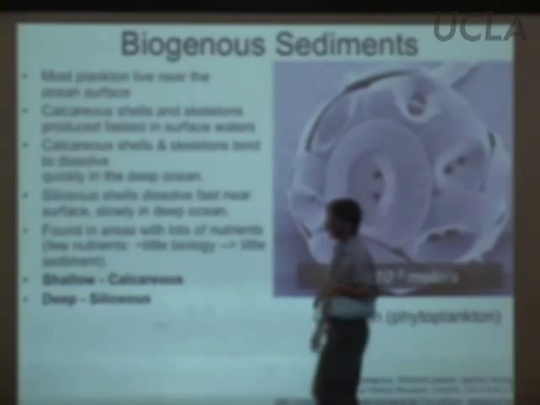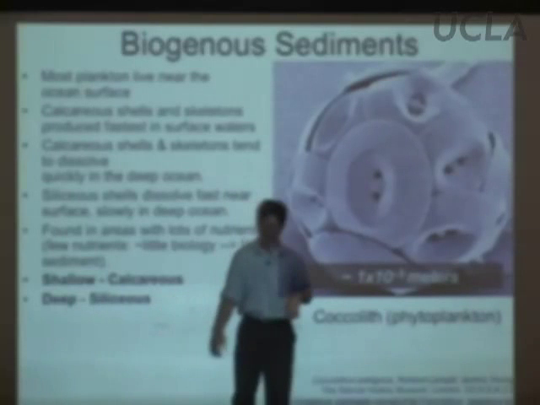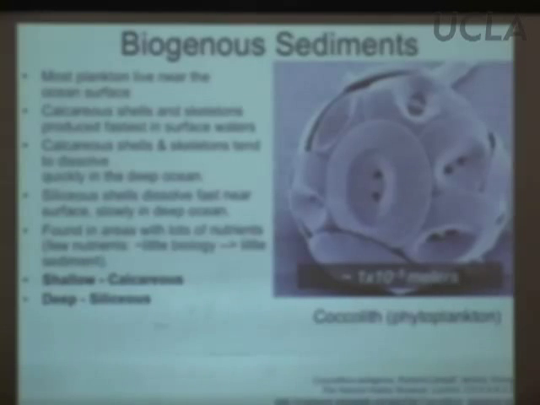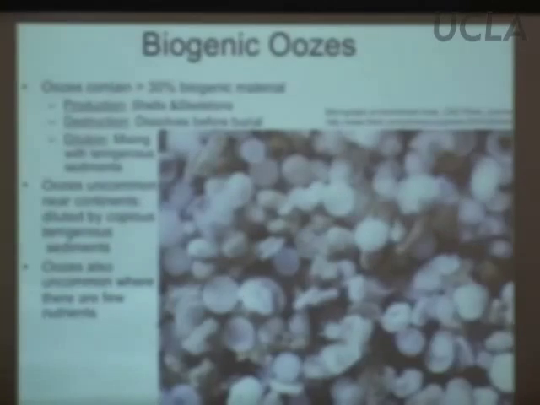Siliceous skeletons are dissolving everywhere in the ocean, and so in principle they can make it all the way to the bottom just as easily as they could survive at the surface. That turns out to be really important for understanding where these things occur in the ocean.